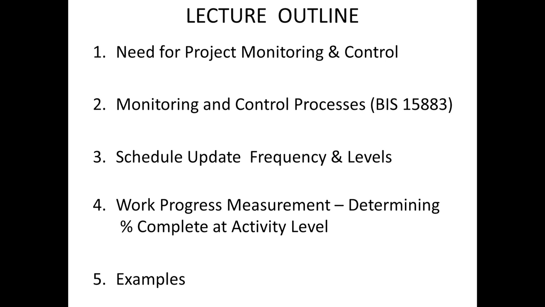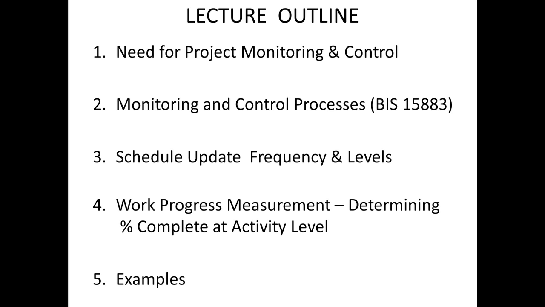So for this lecture, the outline is as follows. We will discuss the need for monitoring and control, okay, and then we will look at some standardized processes which are defined in the BIS standard for monitoring and control. We will look at the flow charts, the activities, we will get a broader perspective on it, and then we will get into specifics like when we do monitoring, what is the frequency we need to monitor, what are the levels of monitoring. This will coincide with the levels of planning.